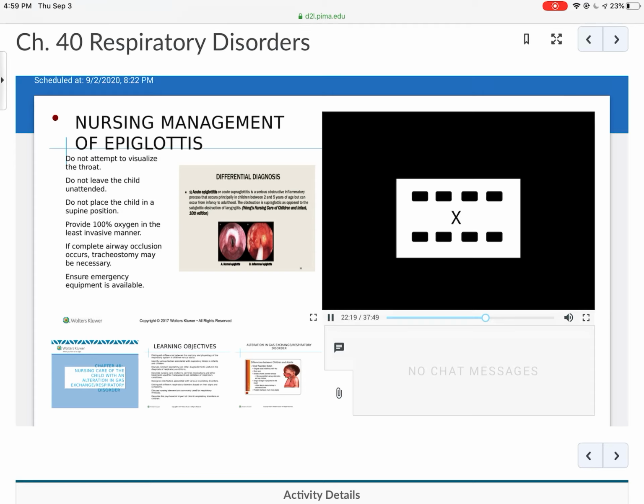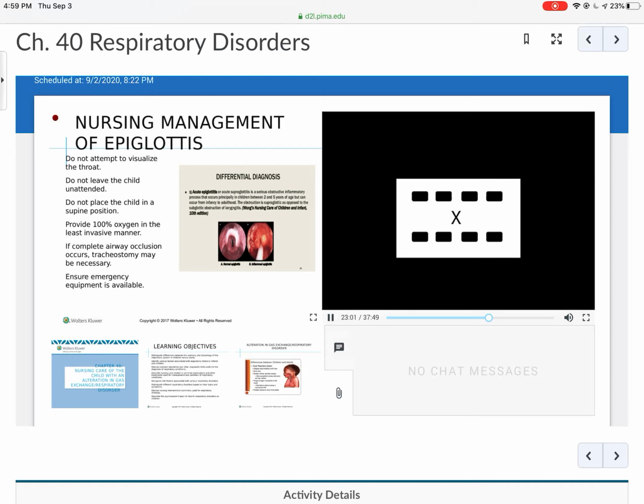What happens is there is a tightening in the throat area, and you can see the normal epiglottis in the picture on my left, and then on the right you can see a very, very narrow opening. The biggest thing with epiglottitis is the signs and symptoms are dysphagia, drooling, anxiety, irritability, and respiratory distress. So if you're suspecting epiglottitis at all, you're going to get the physician. You're not going to visualize the throat because they could have a spasm and their throat could close. Don't leave them alone. Leave them in the position that they're in.